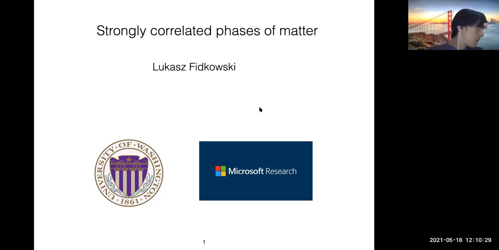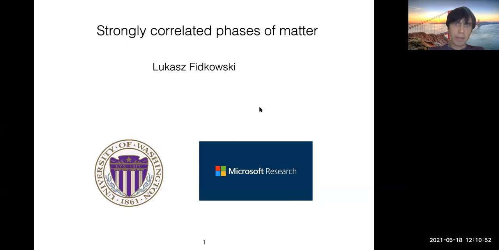So this is going to be mostly a review talk. I'm just going to say some things about strongly correlated phases of matter, and how a condensed matter theorist thinks about these things. I realize that the audience is a little more mathematical than the usual audience I speak to.